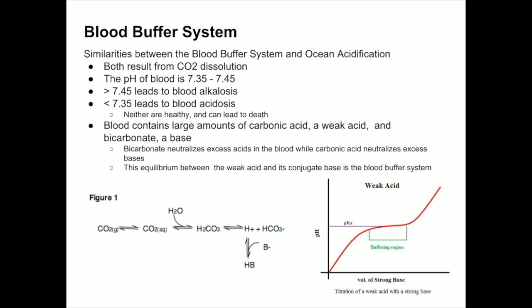Blood contains large amounts of carbonic acid, a weak acid, and bicarbonate, a base. Bicarbonate neutralizes excess acids in the blood, while carbonic acid neutralizes excess bases. This equilibrium between the weak acid and its conjugate base is known as the blood buffer system. At the bottom of this page, I've included a figure, a titration curve, just to trigger everyone's memories, and then I included the equation written out of the blood buffer system.